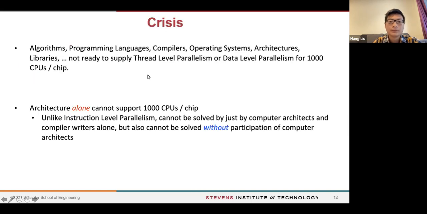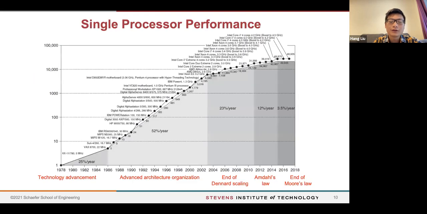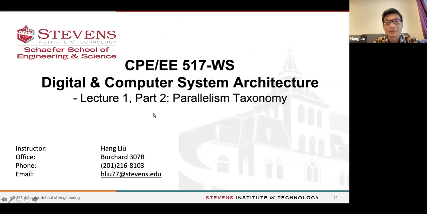Okay, if you still remember what we discussed in part 1, we said the performance of a single core relied heavily on technology advancement for 50 years, until the end of Moore's law. Then we have advanced architecture organization, the end of Dennard scaling, and then Amdahl's law. This tells us one thing: parallelism is very important.